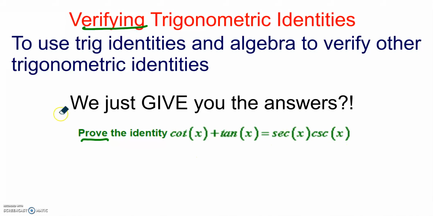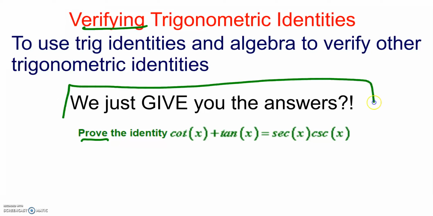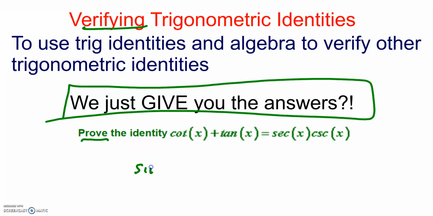And the question a lot of students ask is, wow, the teachers are just going to give me the answers. Well, that is very true. What an identity really is, it's saying that this side has to equal this side. In fact, this is an identity: sine squared x plus cosine squared x equals 1. You're saying one side must equal the other.